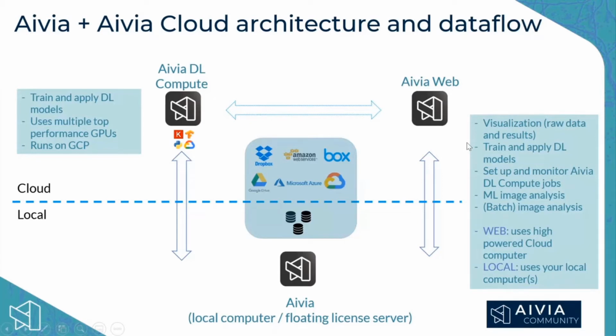If you have heavy-duty jobs for deep learning, then we have also the Aivia Deep Learning Compute. And on this side, we're leveraging multi-GPU machines that are set up in GCP, so the Google Cloud platform. And that allows us to do things a lot faster and at scale. We can send jobs, initiate jobs from within Aivia Web or within Aivia. And today we won't be using this because it's really not necessary for this kind of hands-on session, but we'll be using the same interface to start jobs within Aivia Web.